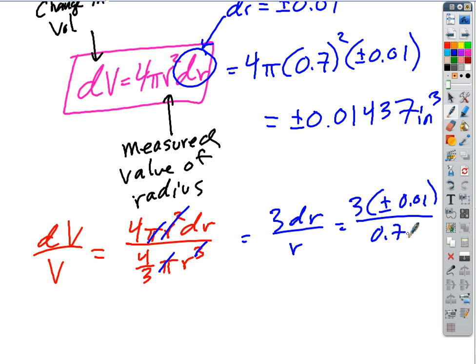What's that? 0.0429. So plus or minus. If I move the decimal 2 places, that's about plus or minus 4.29%. Right? Make sense? So we can do that, that's not hard to do.